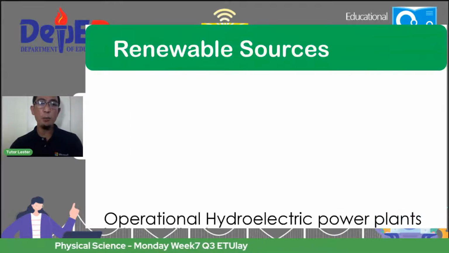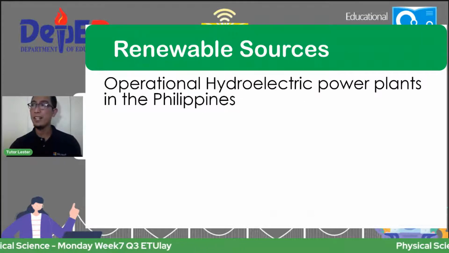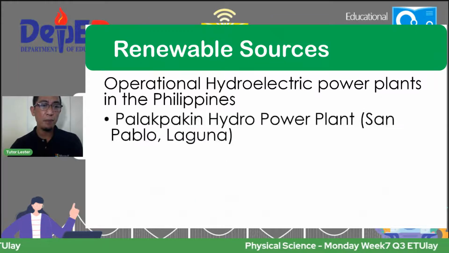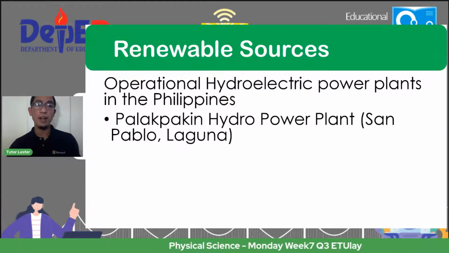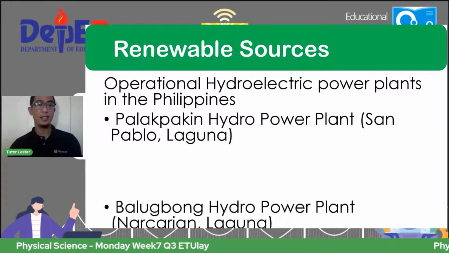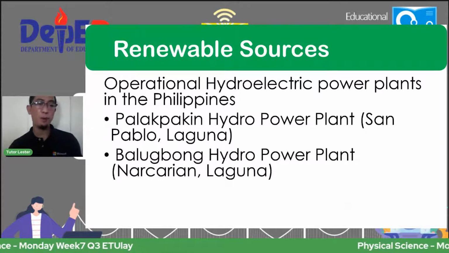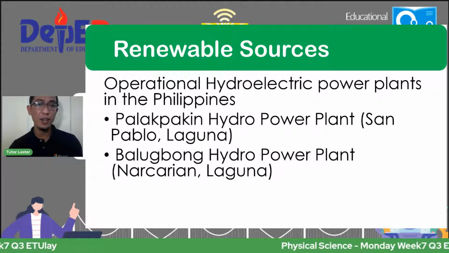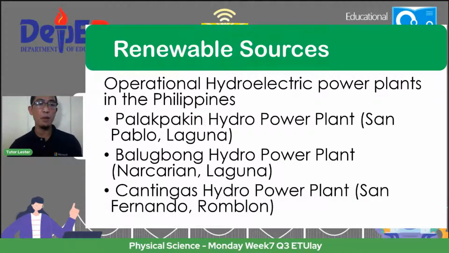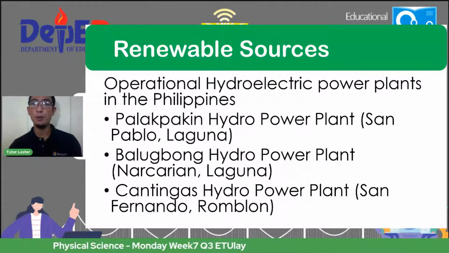So ito po yung mga operational hydroelectric power plants na makikita po natin dito sa Pilipinas. So we have Palakpakin Hydropower Plant located in San Pablo, Laguna. And Balugbong Hydropower Plant in Laguna. And Cantingas Hydropower Plant in San Fernando, Romblon.